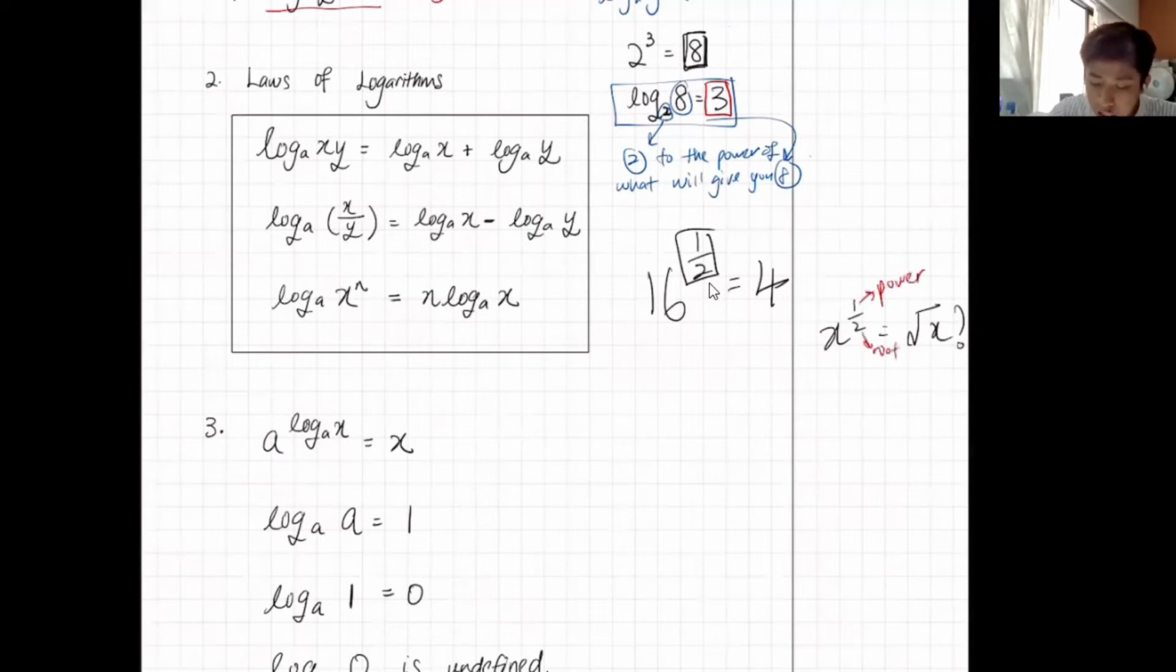Okay? It doesn't matter if you do the power first or the root first. For this case, I do the power first. So x to the power of 1, the power will always be on top here. Then you root it. Root is root 2. So root 2 is known as what? It's called a square root.